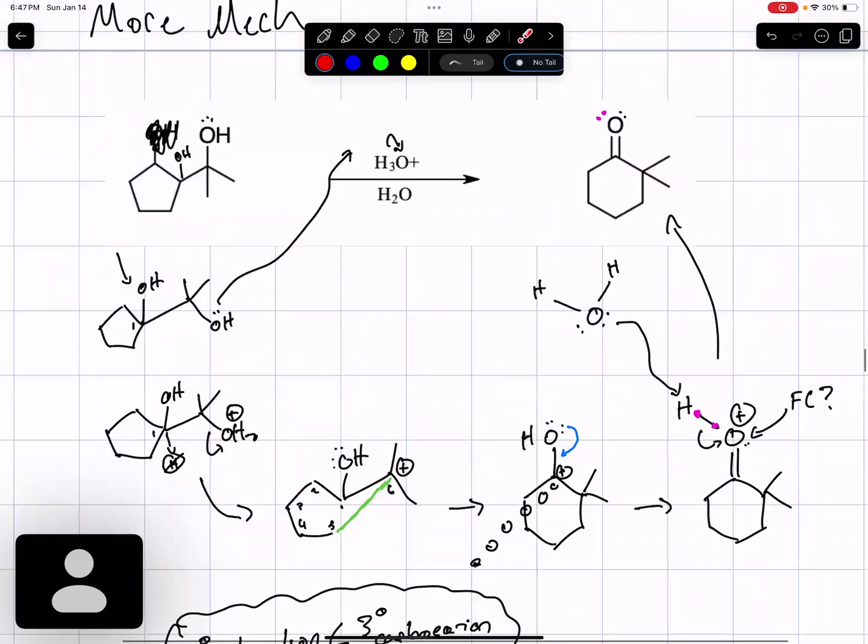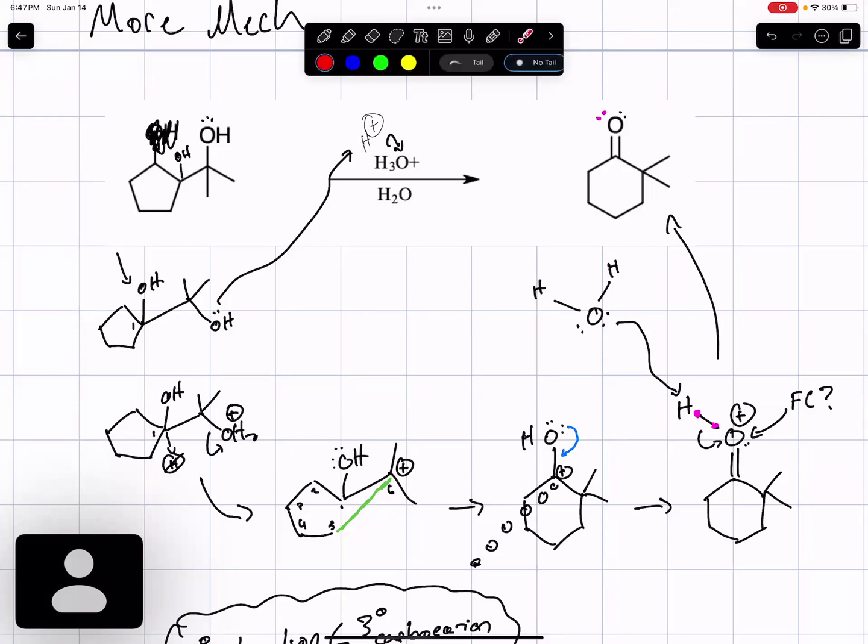But we can't just kick out a hydroxyl group. We have to make it into a good leaving group, correct? So to make it into a good leaving group, we have to protonate it. Hydronium is the source of H plus, or just the source of protons. A lone pair from the hydroxyl group picks up a hydrogen, right?